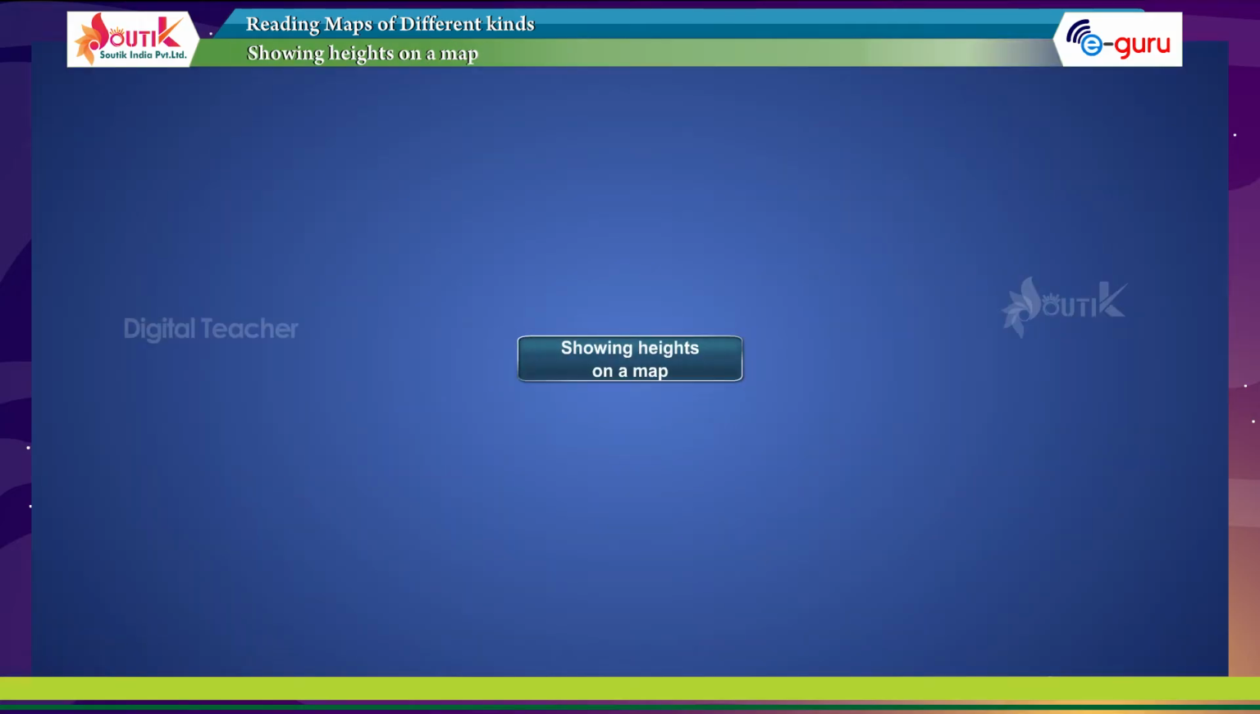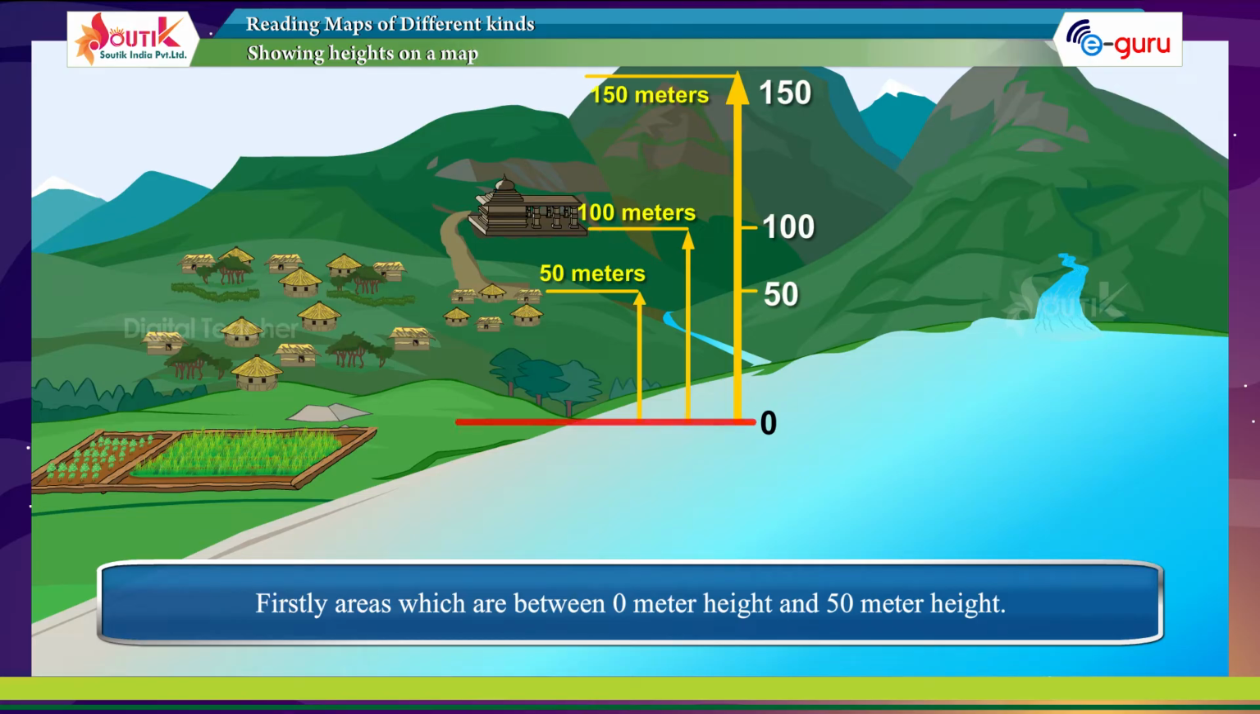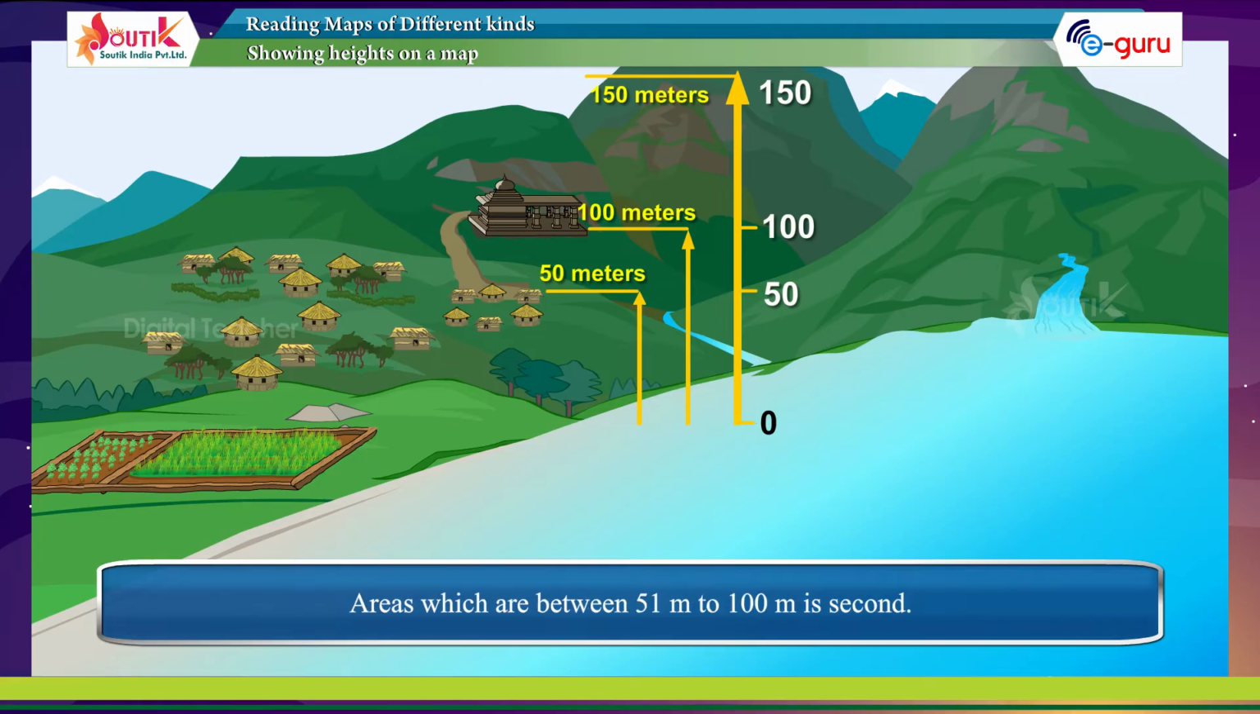Showing heights on a map. The map shows 3 height zones. Firstly, areas which are between 0 meter height and 50 meter height. Areas which are between 51 meters to 100 meters are second. And third, areas which are between 101 meters to 150 meters. Heights are shown in different shapes or colors.